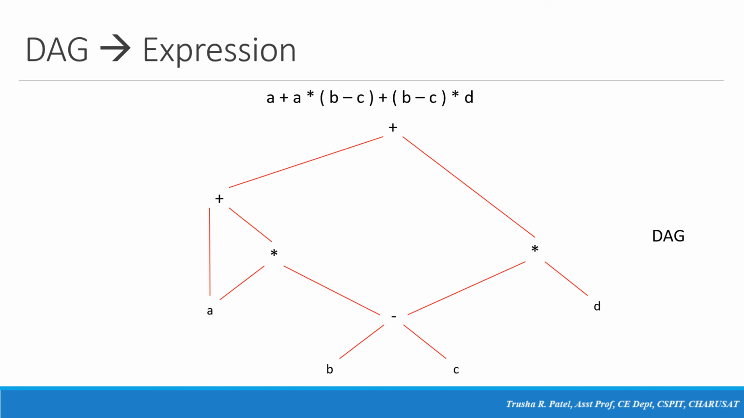So if I want to construct a DAG, first I need to construct a parse tree. From that I have to find the subtrees which are similar, and I can eliminate one of them so that the overall construction time will be reduced, and that is your DAG.